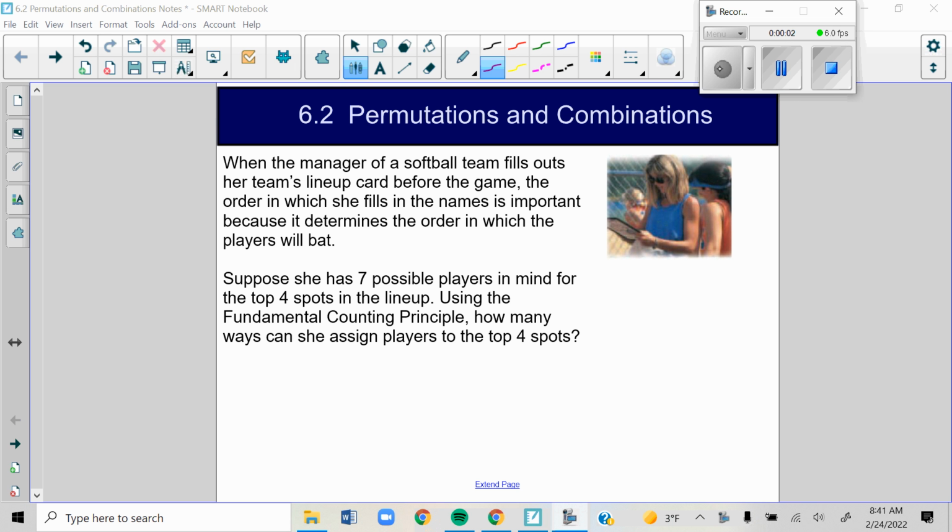Hey, ladies and gentlemen, welcome to 6-2. Today we're going to do permutations and combinations. All right, so again, this is review from Algebra 1. We're just reviewing it. Sometimes we might be throwing in a little more new stuff.